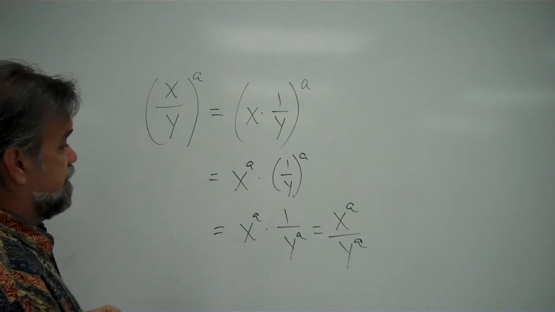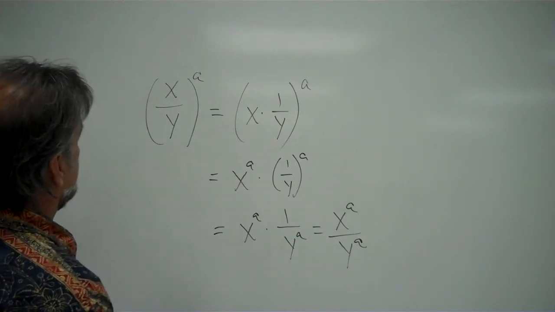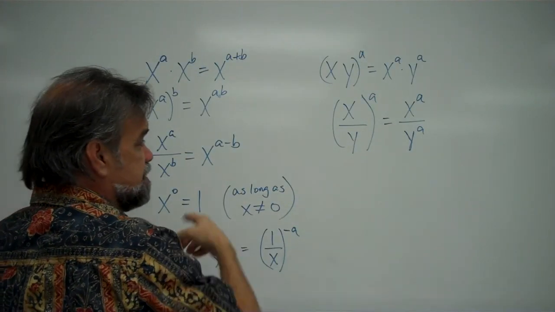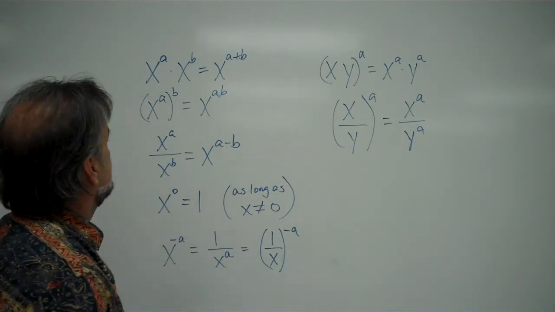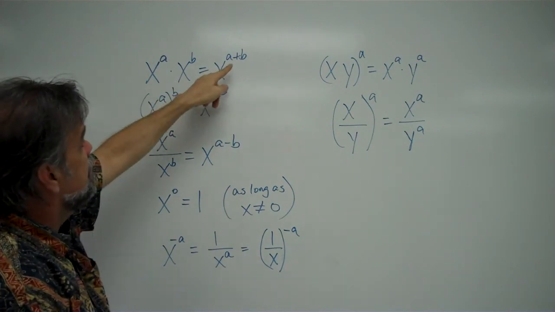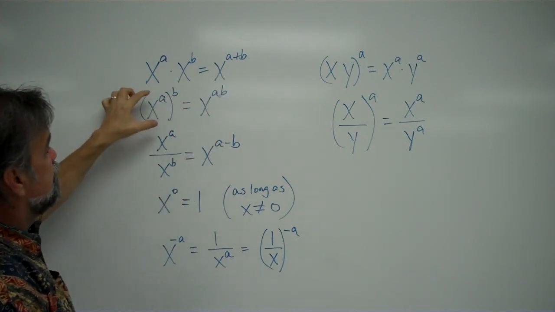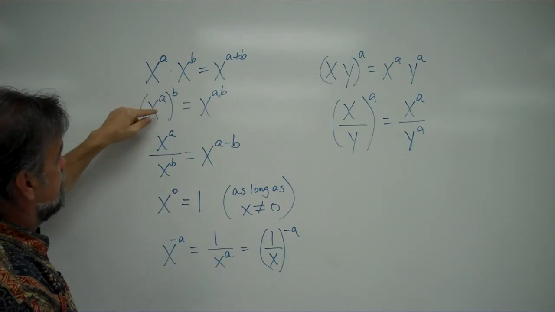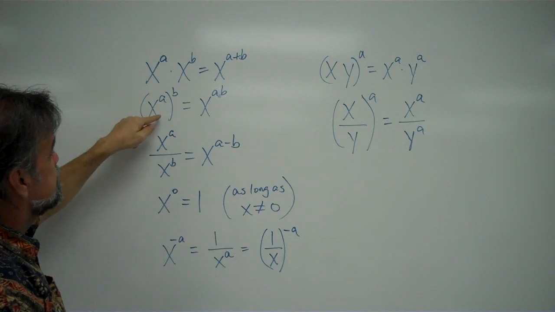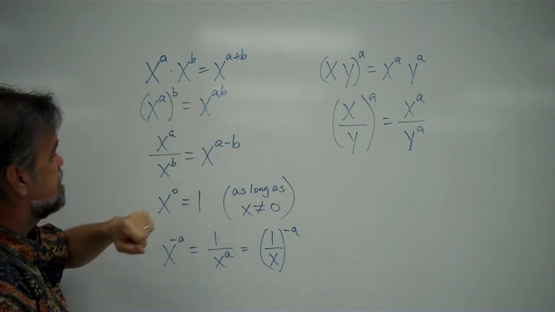So, what have we said? What all have we said? Well, I think it was this. We've said that x to the a times x to the b is x to the a plus b. So when you're multiplying, you add the exponents. When you have a power to another power, you multiply those exponents. So x to the a to the b gets you x to the a times b.